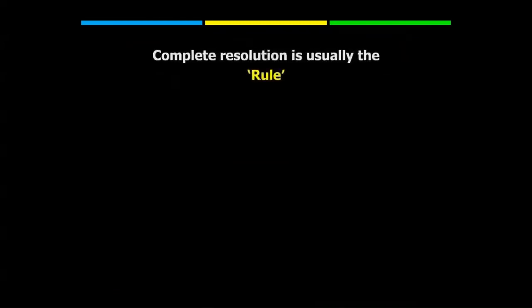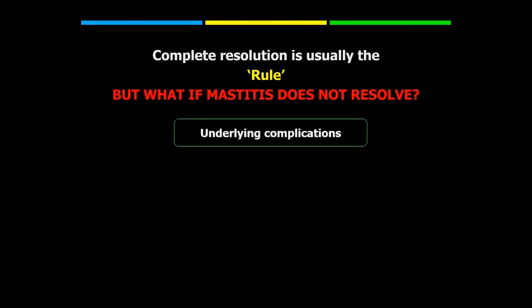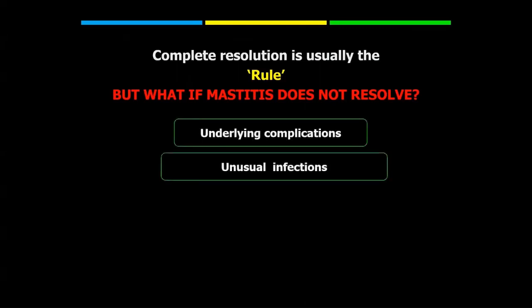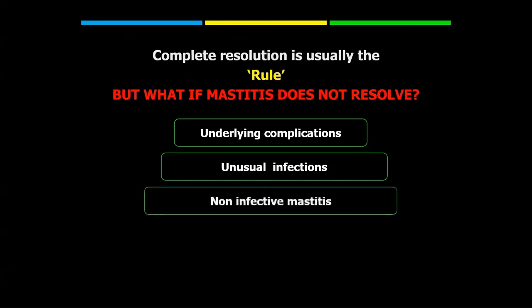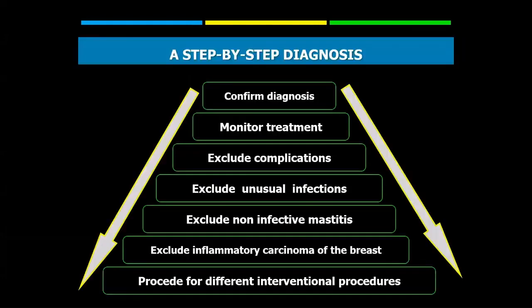As we've just said, that complete resolution is usually the rule. But what if mastitis does not resolve? If mastitis does not resolve, we should expect that there might be an underlying complication. It might be due to an unusual form of infection, or it might not be infective from the start. It is non-infective mastitis. It might be due to a malignant inflammatory carcinoma of the breast.